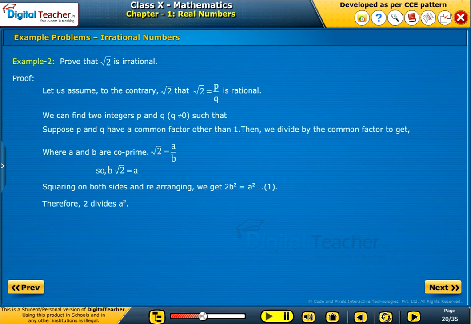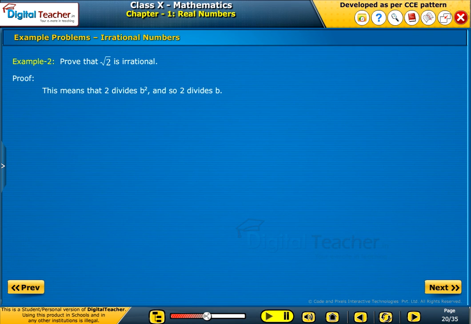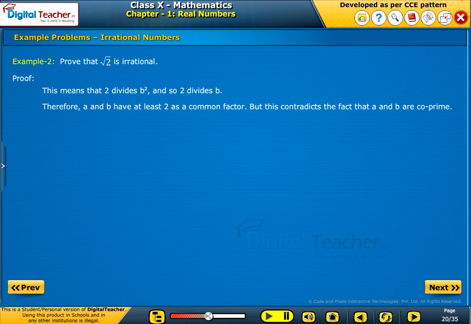Therefore, 2 divides a square. Now, from theorem 3, we can say that 2 divides a. Therefore, we can write a is equal to 2c for some integer c. Substitute the value of a in equation 1. We get 2. This means that 2 divides b square and so 2 divides b also. Therefore, a and b have 2 as a common factor.